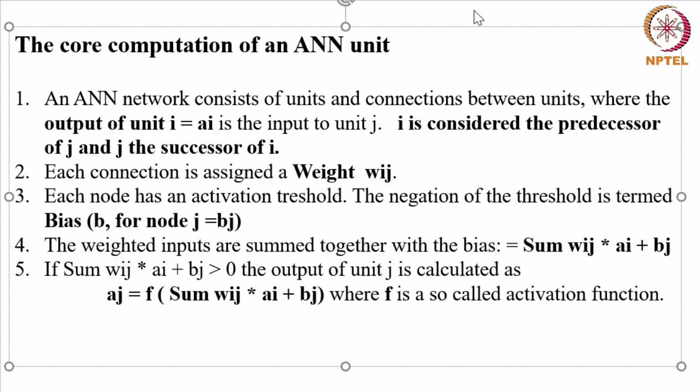If this sum is greater than 0, the output of unit j is calculated as aj, a function of the sum, where the function is a so-called activation function. So this is the criteria for firing, which means that outputting a signal from the unit requires that the weighted sum plus the bias is larger than 0.